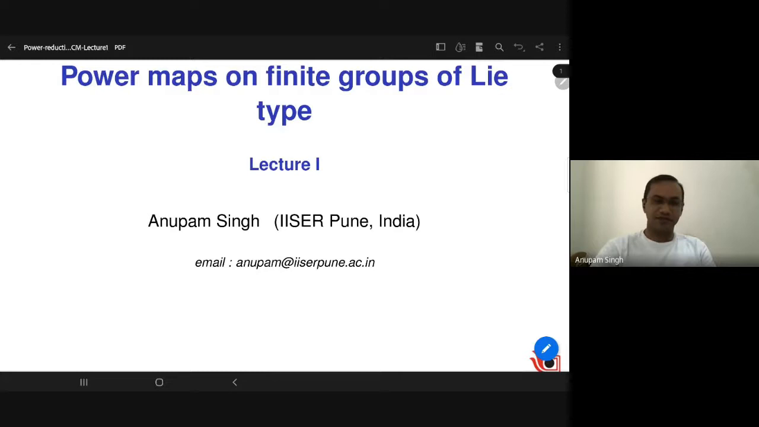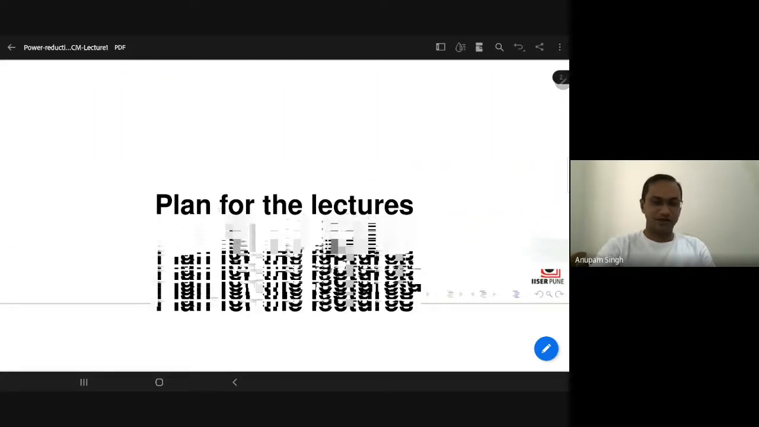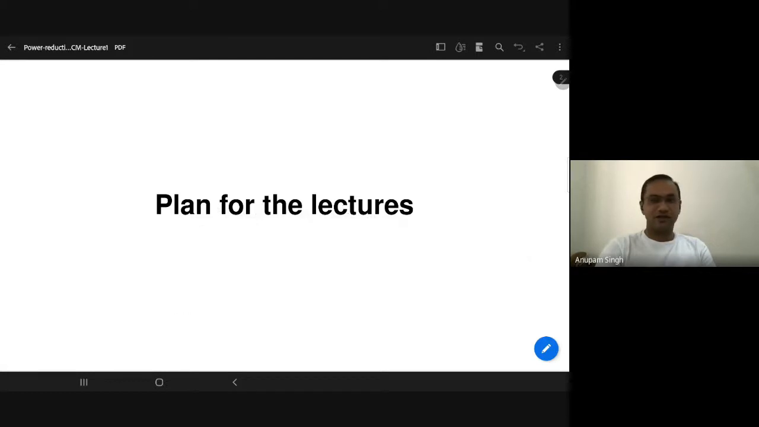Okay, so let me begin by briefly describing the plan for my lecture. Today I will begin with talking about finite groups of Lie type and the power map on them, and talk about one of the results to get asymptotic values for these ratios. I will define what kind of things we are looking for in the image set, because in general, power maps are not surjective, so these kinds of questions make sense.